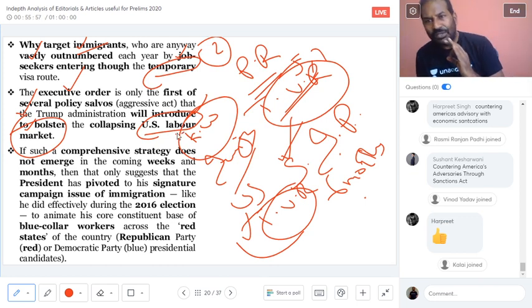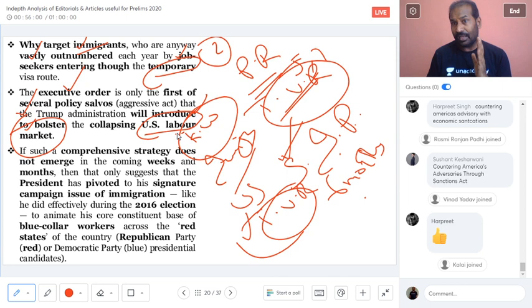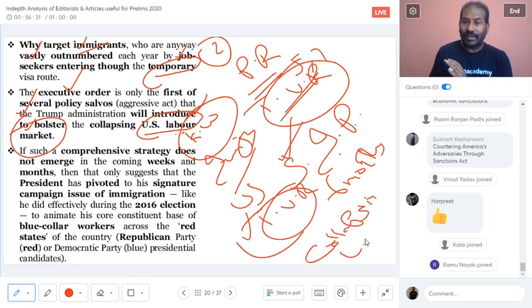So the executive order, and what Anshupriya and Harbit were talking about, and the others who are also definitely thinking along those lines. But I'm just referring to the ones who put forward their point in the comment box. So this is in regards to how Trump is worried about the collapsing labor market in the US.